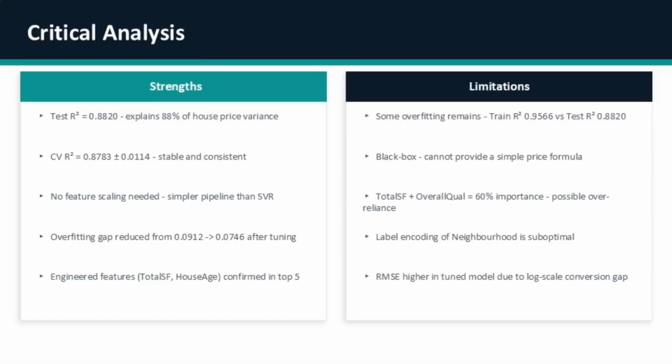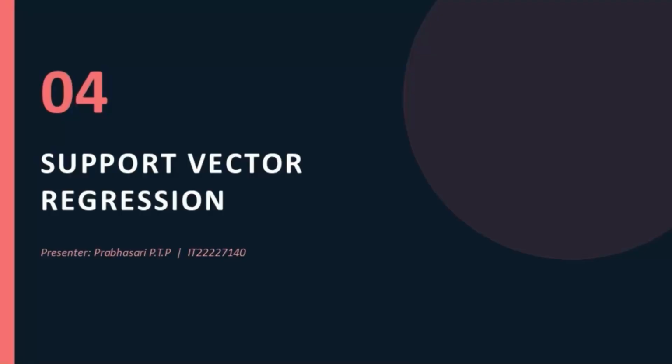A few honest limitations to mention. Even after tuning, some overfitting persists, and accuracy could be further improved through target encoding for categorical features like neighborhood, or by progressing to gradient boosting methods, which sequentially correct residual errors, and typically outperform random forest on structured tabular data.